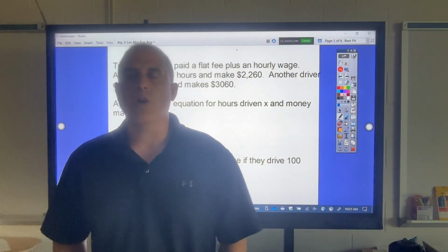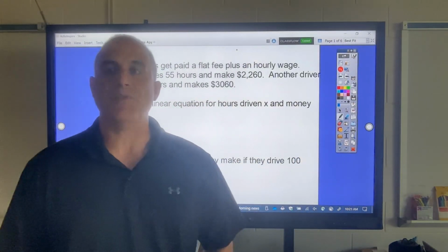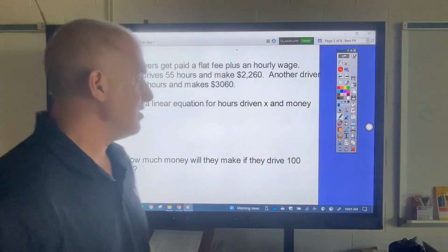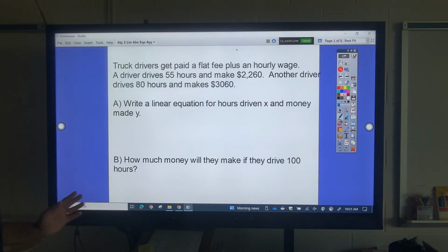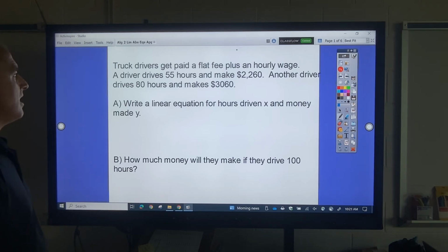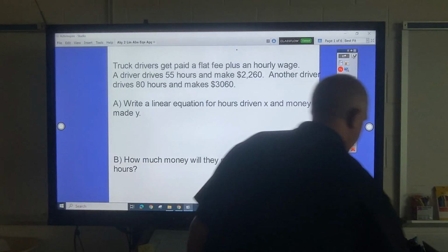This is going to be a video on linear equation applications and also absolute value inequality equations. Okay, here's an example. Truck drivers get paid a flat fee plus an hourly wage. A truck driver drives 55 hours and makes $2,260. Another driver drives 80 hours and makes $3,060.